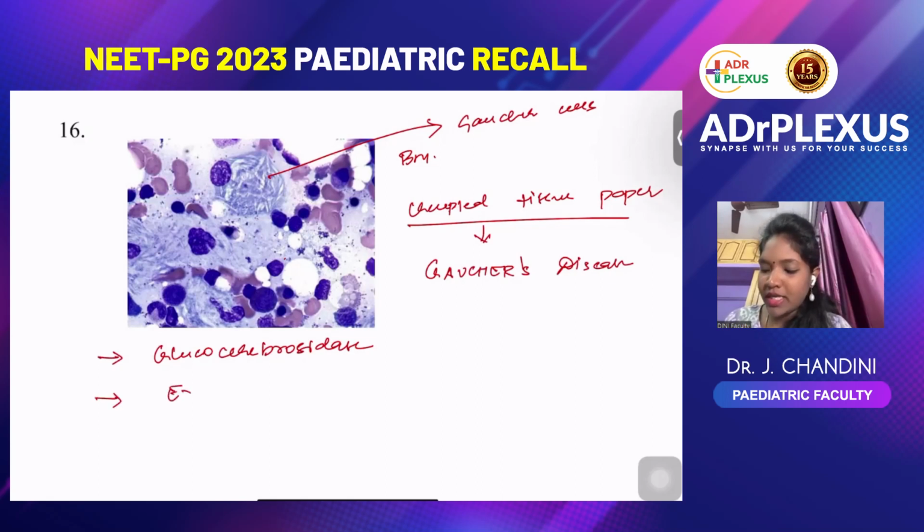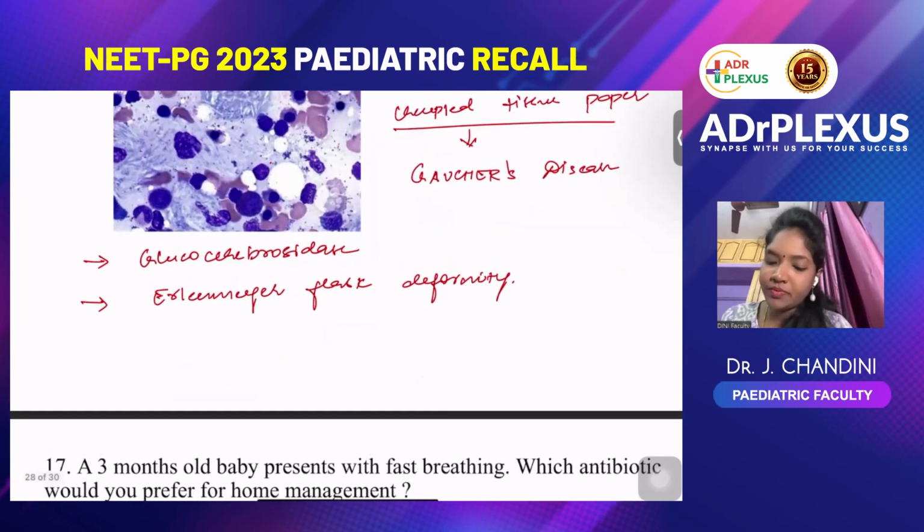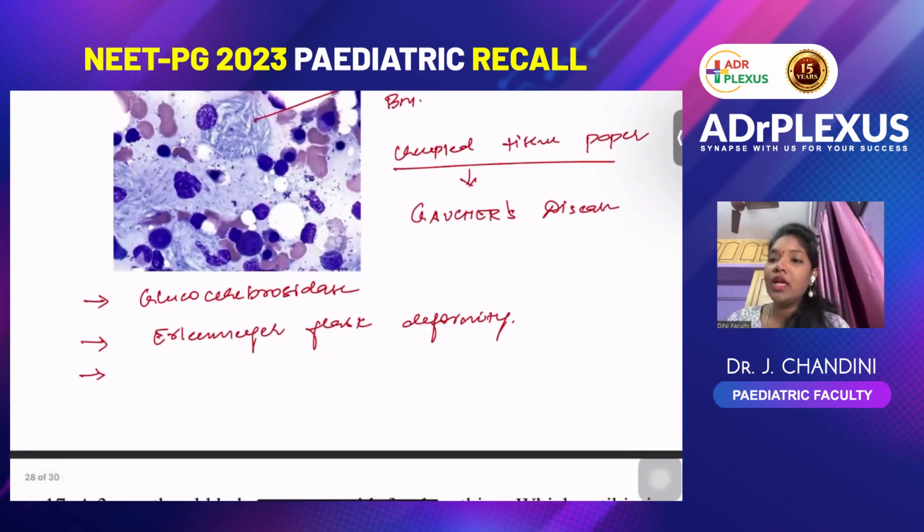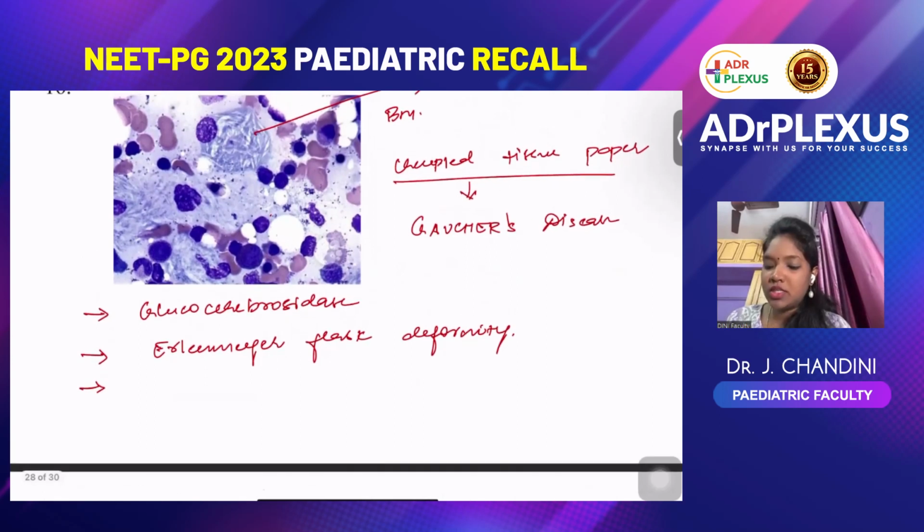You will see something called Erlenmeyer flask deformity in X-ray. Then one more important thing, Gaucher's disease was the first disease to have enzyme replacement therapy. Okay, Gaucher's was the first lysosomal storage disease to have enzyme replacement therapy.